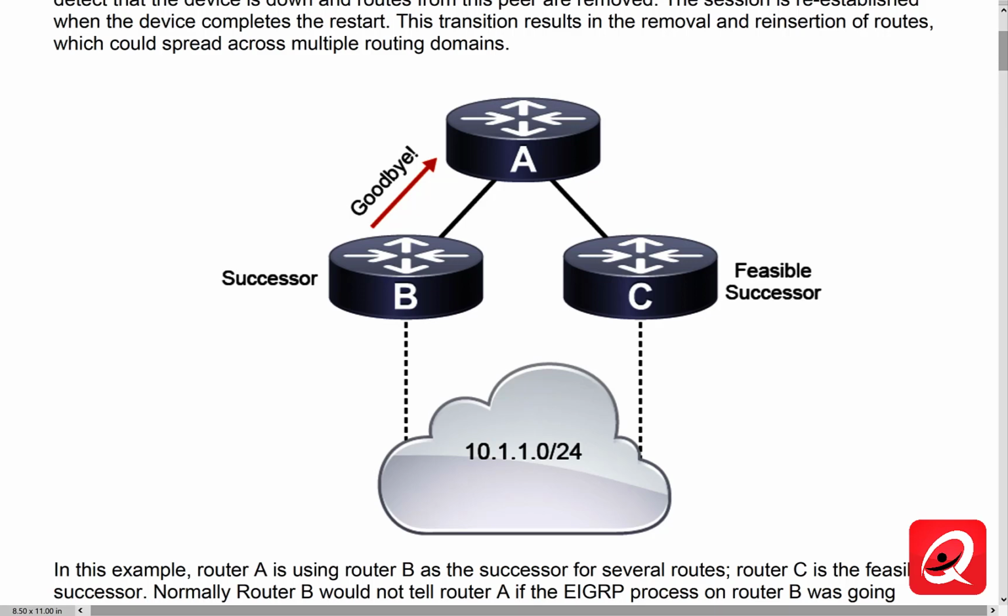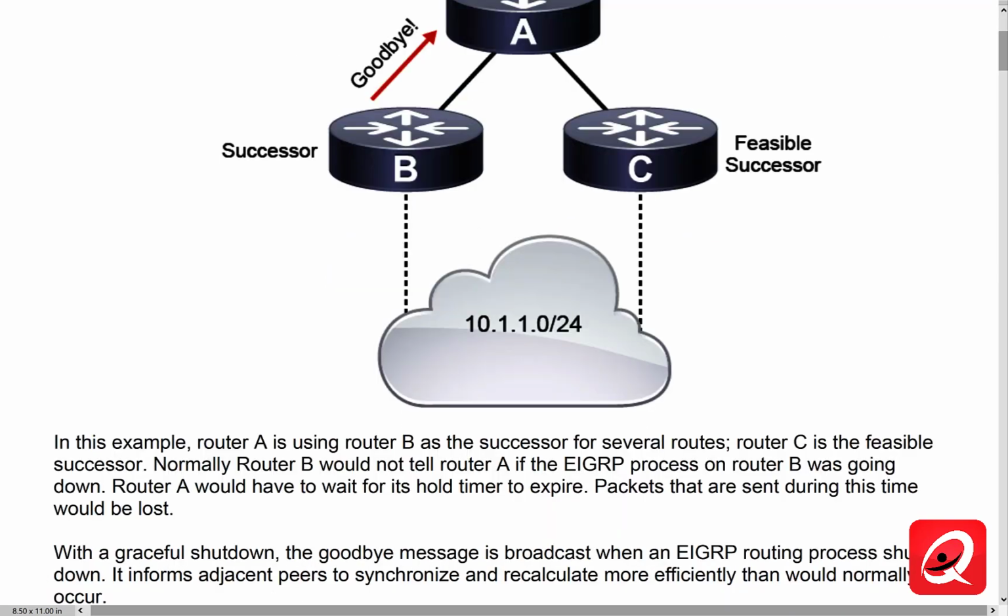Graceful Restart is available for most of our modern routing protocols, not only EIGRP, just like bidirectional forwarding detection is available. EIGRP supports it, as do OSPF, IS-IS, and BGP. They all have Graceful Restart options.